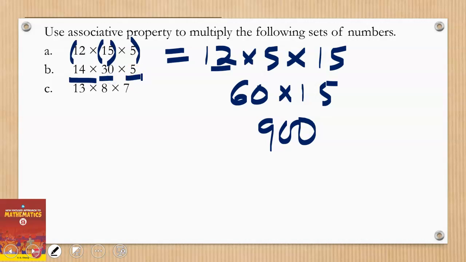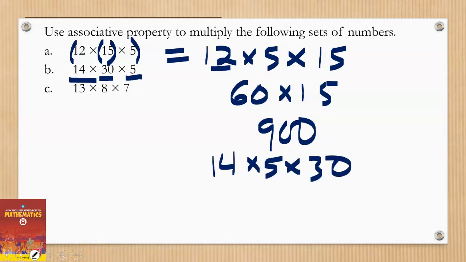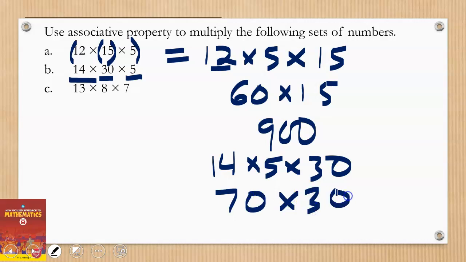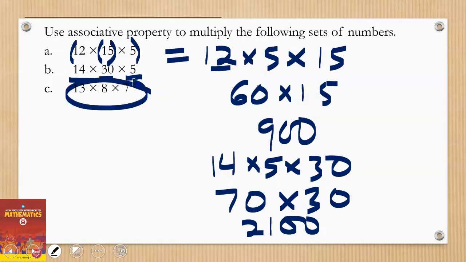Now the same thing we can do for 14 times 30 times 5. Do 14 times 5, which will give you 70, and 70 times 30. And 70 times 30 is very easy because 7 times 3 is 21. Then you attach your 0. Okay? So like I said, while this one is giving you 70, this one is giving you 30 as well. So 7 times 3 we know is 21. Then we bring our 2 zeros to give us 2,100.